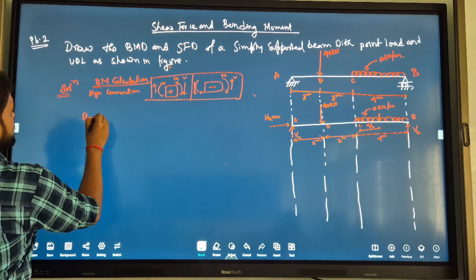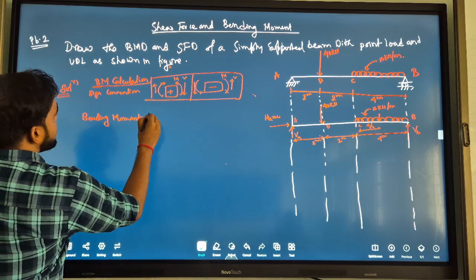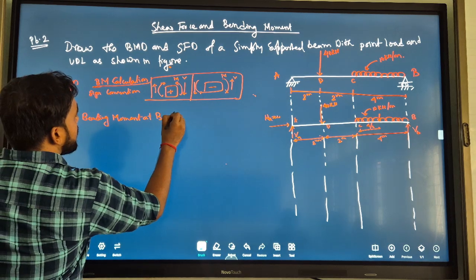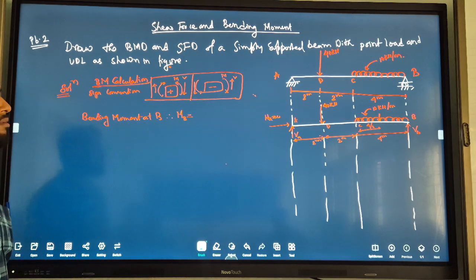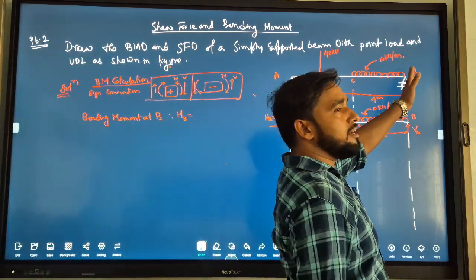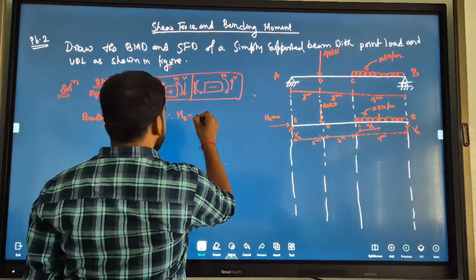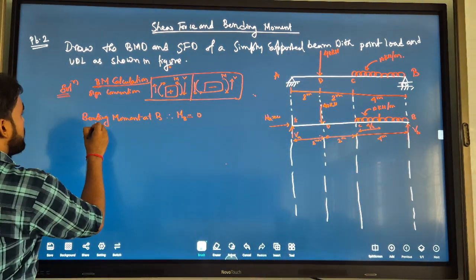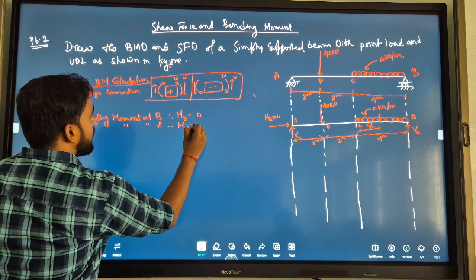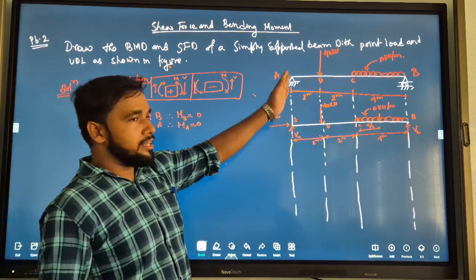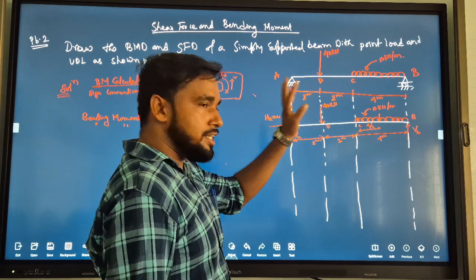Bending moment. Moment at B. How much? M is equal to how much? Moment at B is 0. Roller support. Similarly, bending moment at A, MA. How much? Hinge support. Now, moment at C.